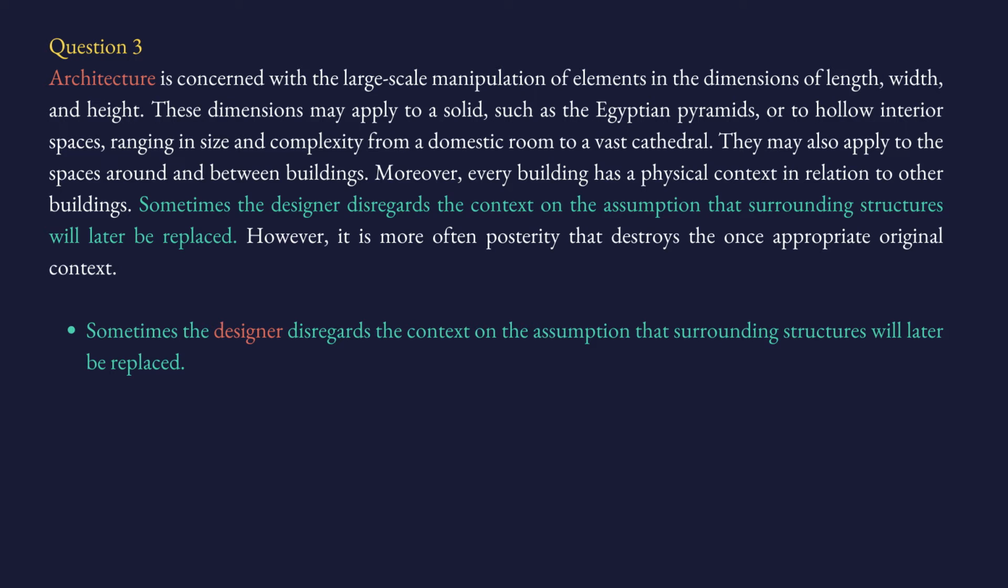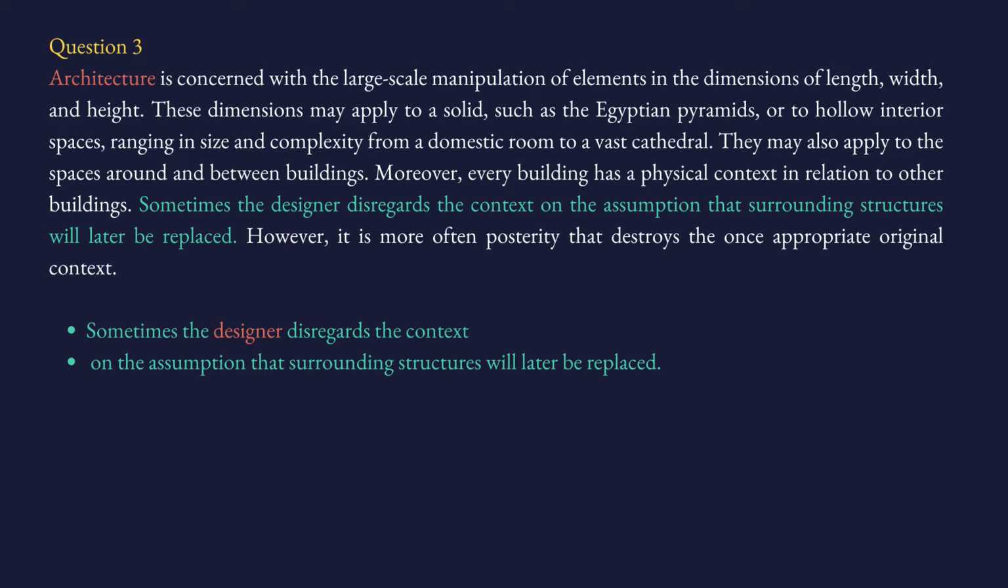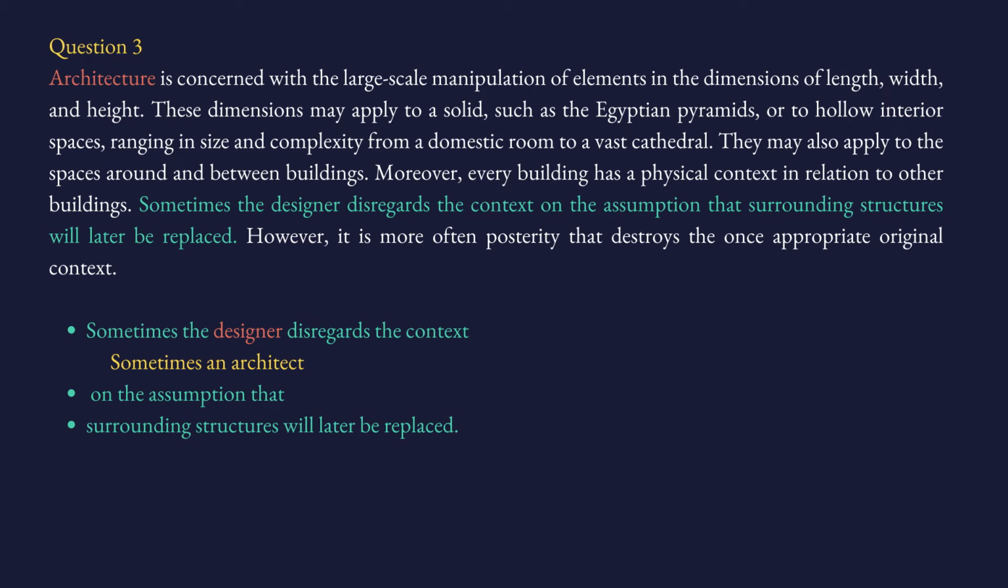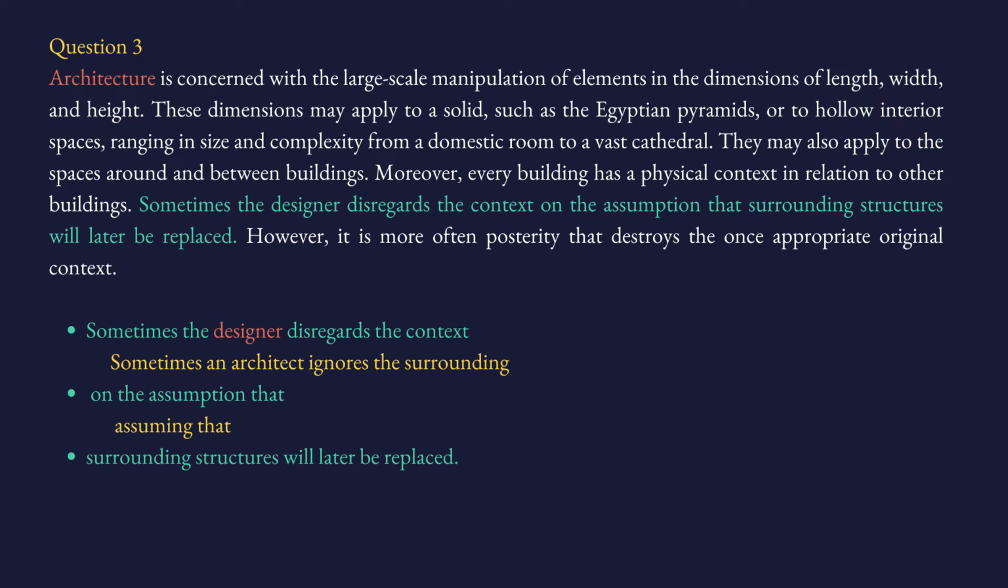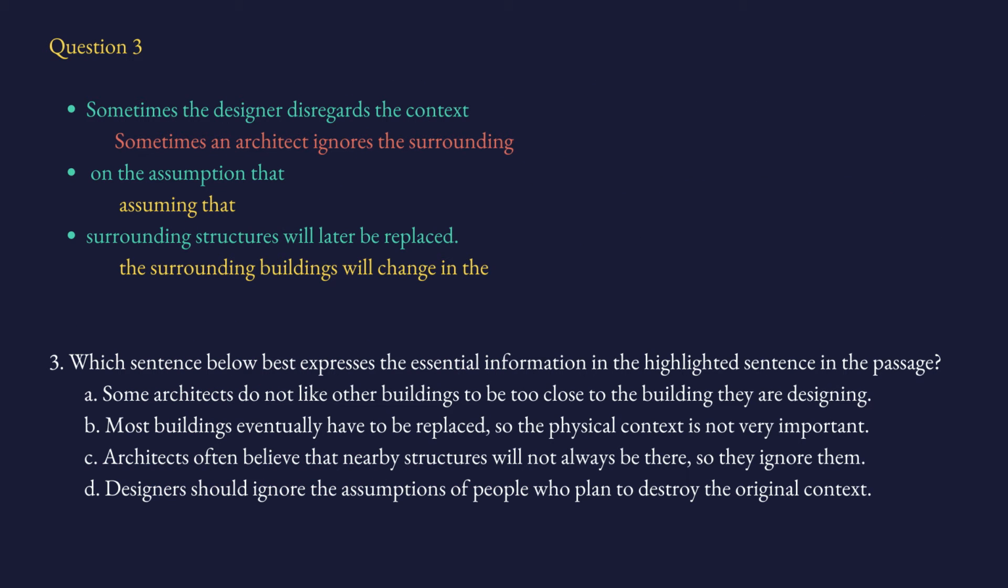Sometimes the designer disregards the context. Fine, the first part. Now, on the assumption that surrounding structure will later be replaced. So let's paraphrase this part. Sometimes an architect ignores the surroundings on the assumption that, well, we could basically say, assuming that what? Surrounding structure will later be replaced. Surrounding buildings will change in the future. Do you understand the sentence? Let's look for the first clause: sometimes an architect ignores the surroundings.